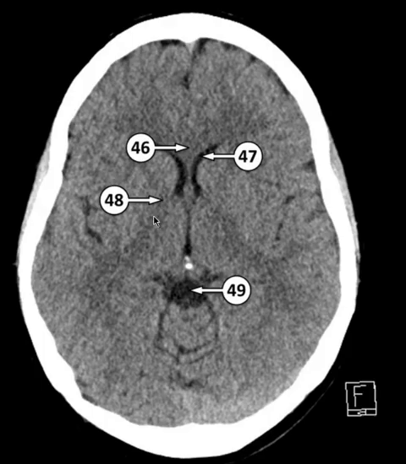48, this darker structure here, 48 is the genu of the internal capsule. And 49, this CSF space here is the quadrigeminal cistern. The quadrigeminal cistern.